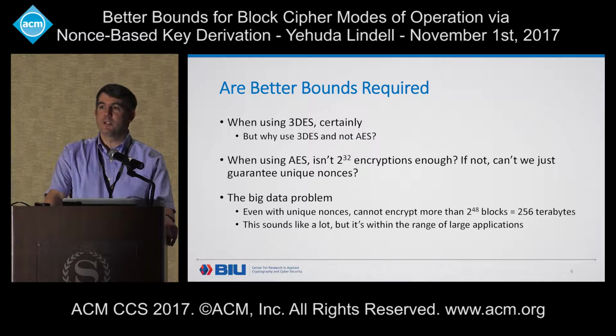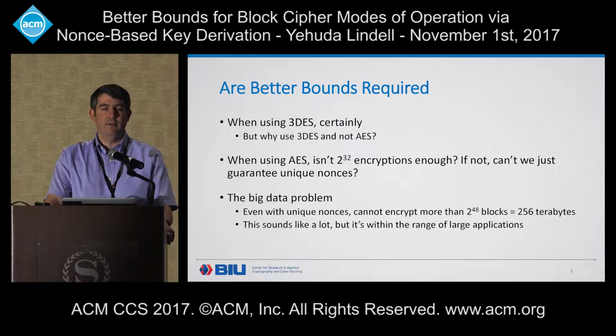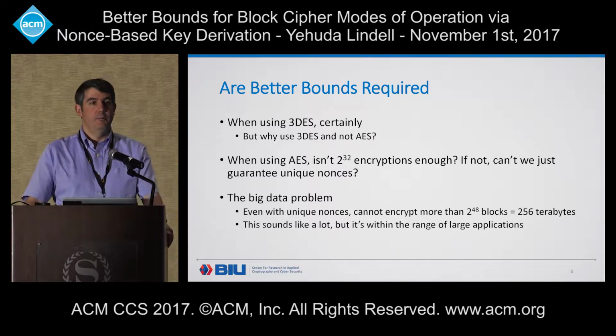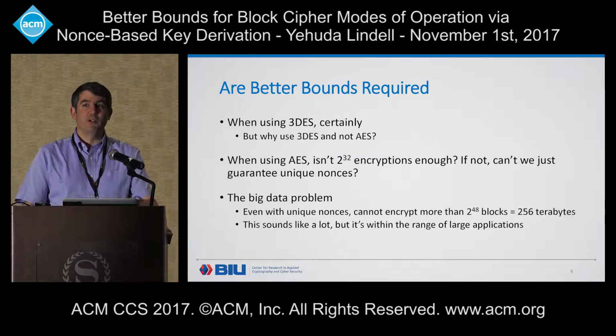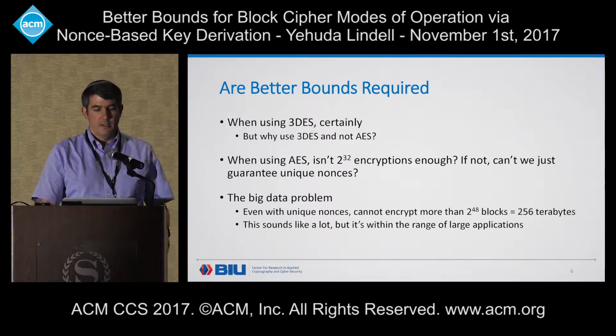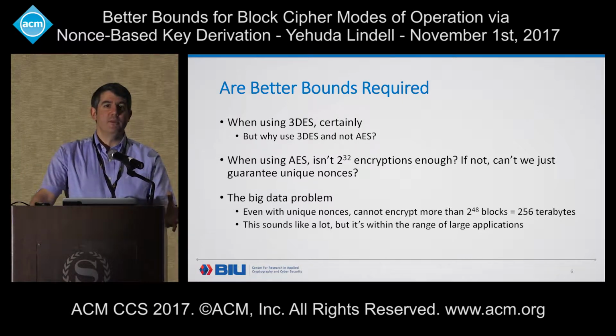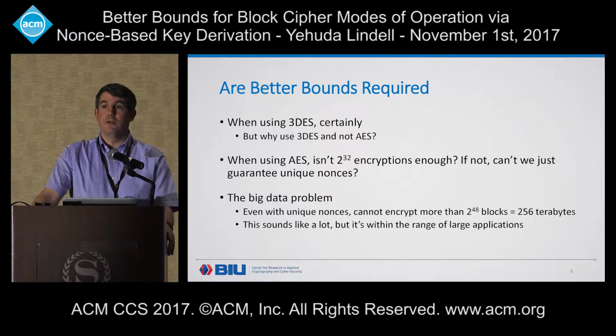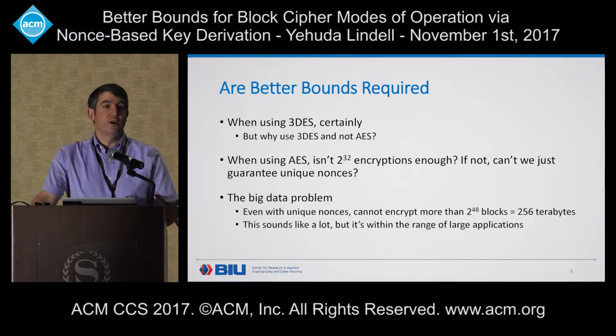2 to the 32 encryption sounds like a lot. Maybe it's enough. And if it isn't, can't we just guarantee unique nonces? Then we have this 2 to the 48 bound on the number of blocks, which sounds huge. So firstly, with the amount of data that's being generated and used, 2 to the 48 blocks is 256 terabytes. It sounds like a huge amount, but it's actually not such a huge amount.